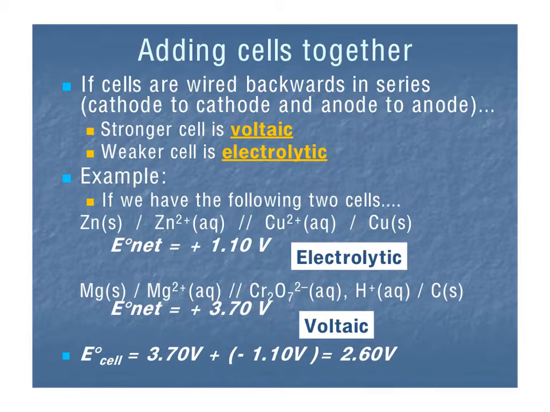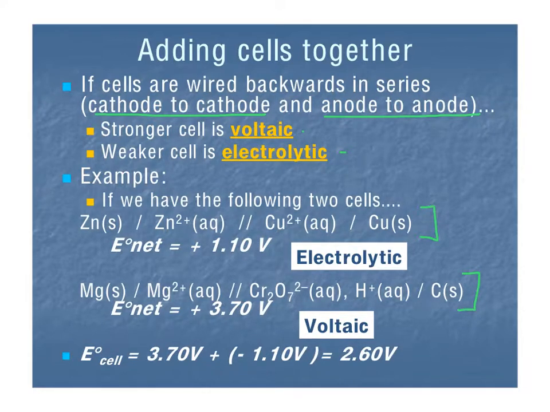If instead we do not add these cells in series, we put them in backwards, in this case wire the cathode of one to the cathode of the other, and then the anode of one to the anode of the other, then the stronger cell will be the voltaic cell, and the weaker cell will be the electrolytic cell. So for example, we now look at the same zinc copper cell, but we'll now also look at the magnesium dichromate cell.